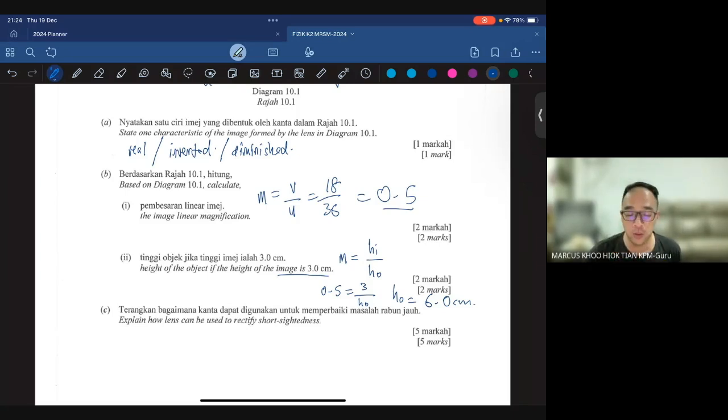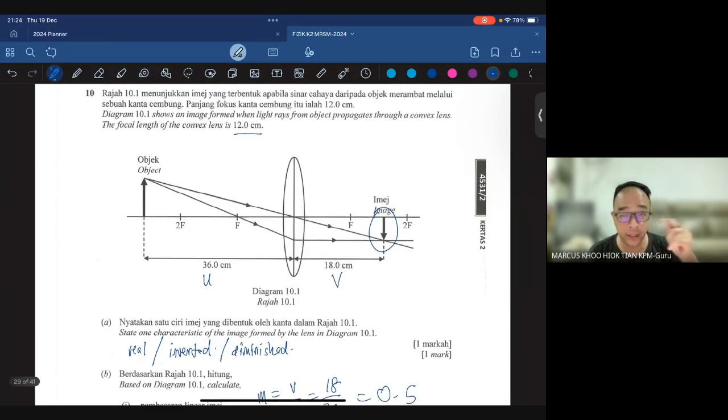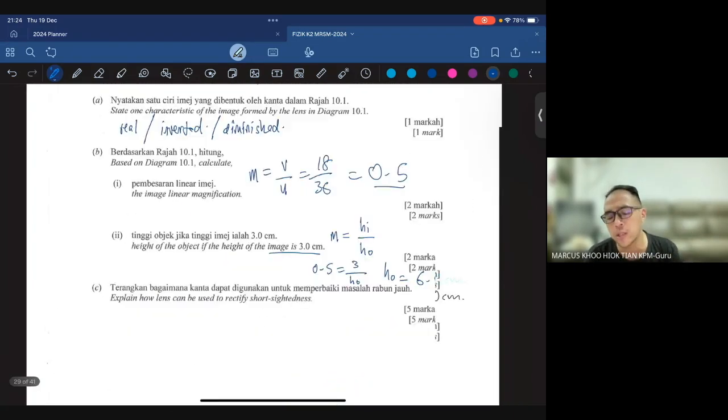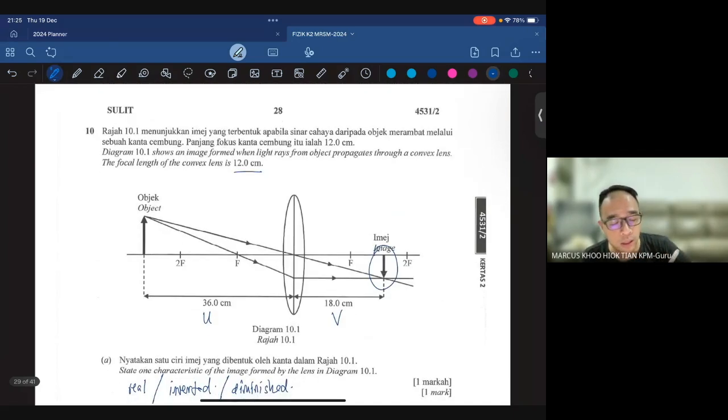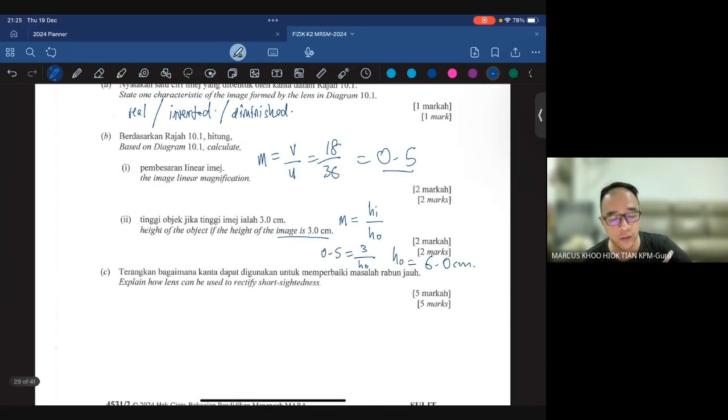Okay, 6.0 cm. There's a reason why I'm writing this 6.0. Why is it that we cannot just write 6? Because if you notice from the beginning of the question, it's 12.0, 36.0, 18.0. I think it's a very strange thing that they put it like that, and even in the question it says 3.0. So just to be on the safe side, I will write the answer as 6.0 to be consistent with the rest.